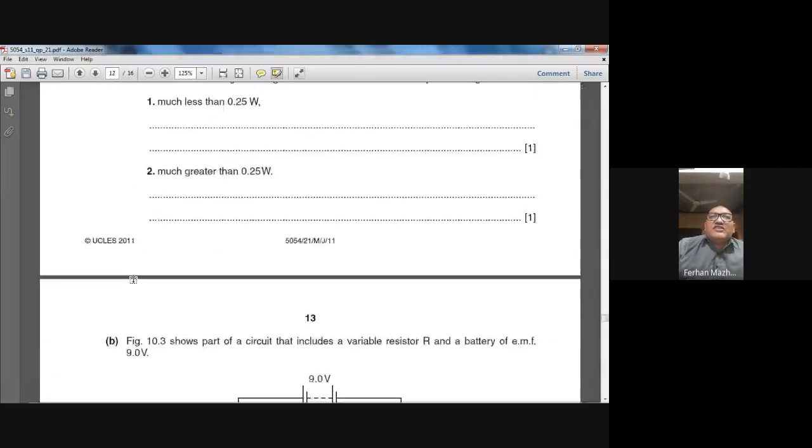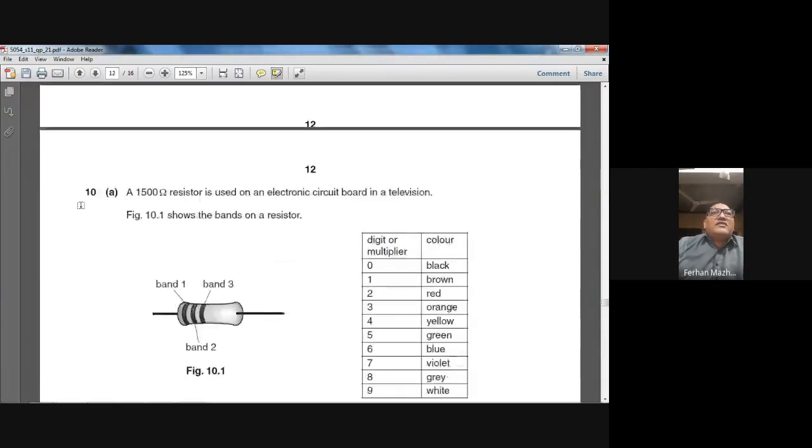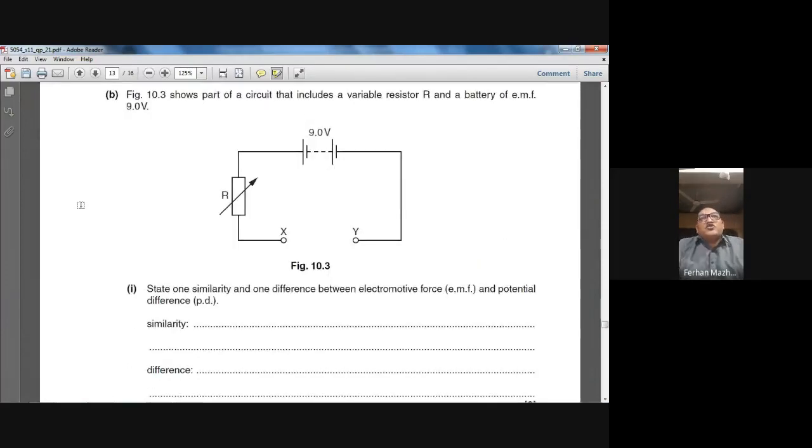So let's move to the next question. We are on question number 10, it's B part. Figure 10.3 shows part of a circuit that includes a variable resistor R and a battery of EMF 9 volt. State one similarity and one difference between electromotive force and the potential difference.